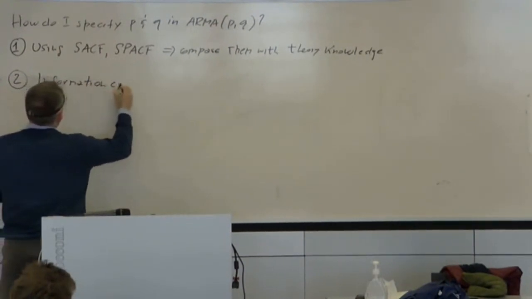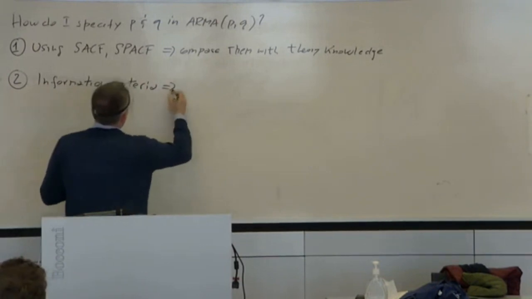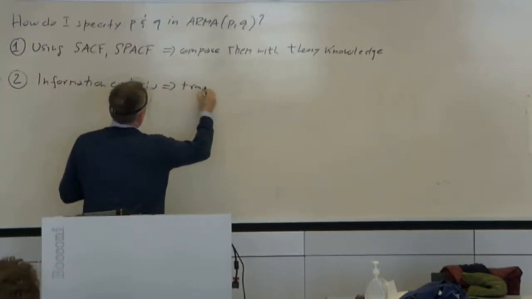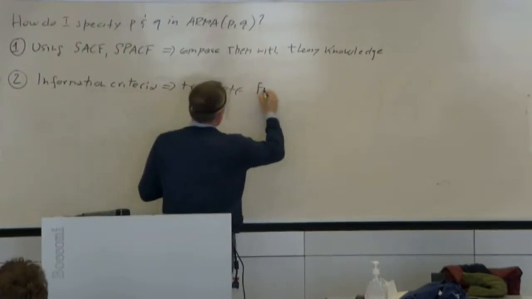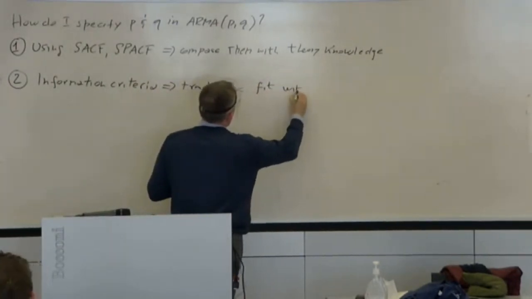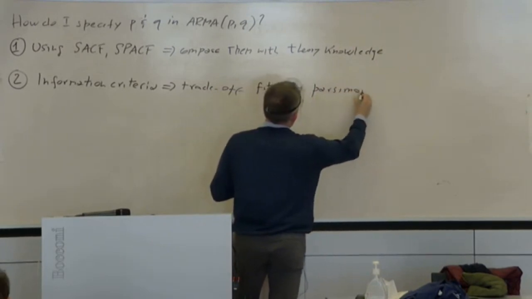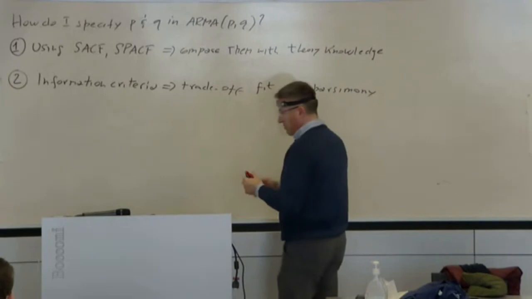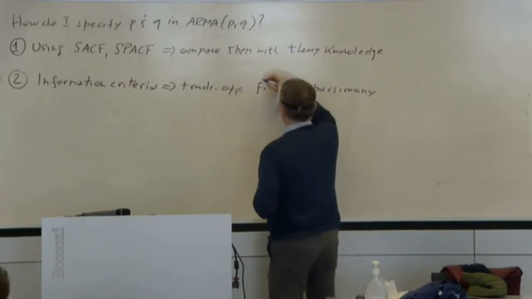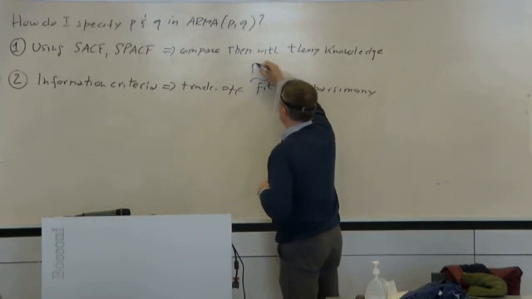So this is number 2. Information criteria. Let me write here, trade-off: fit with parsimony. The fit is measured by, let me do that in blue, the measure that is natural to you, I think at this point, R square.